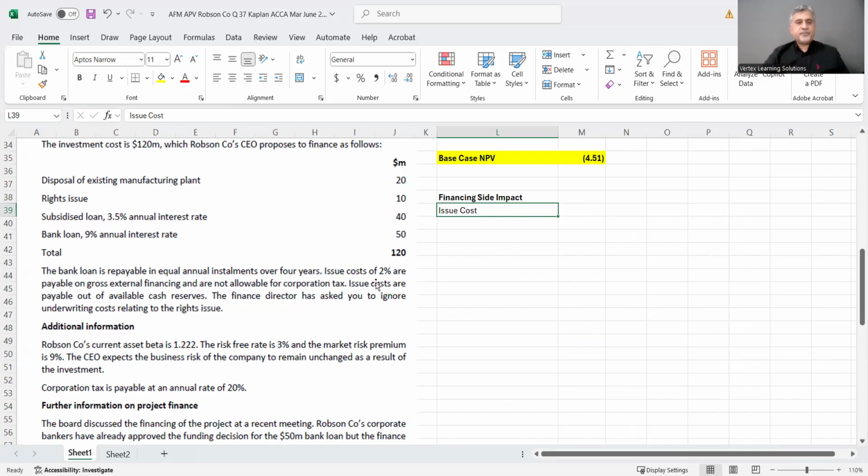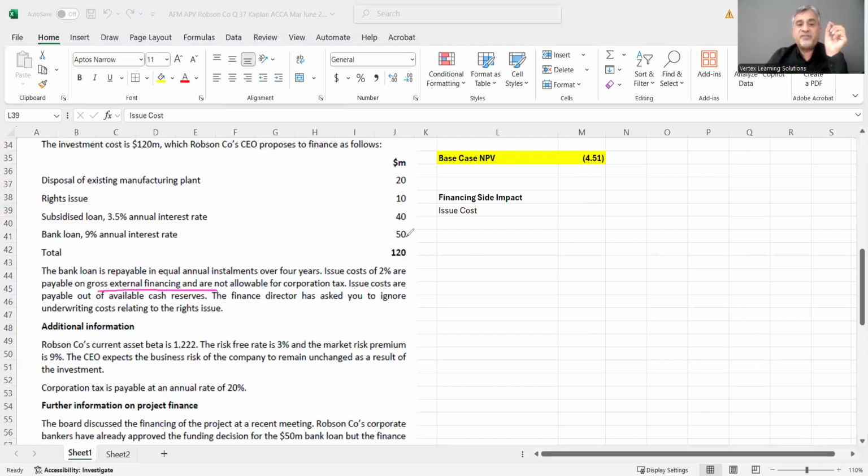Issue cost of 2%, which are payable from cash reserves. So, issue cost, right issue, subsidized loan, bank loan, 100 million. Issue cost of 2% are payable on gross external financing.